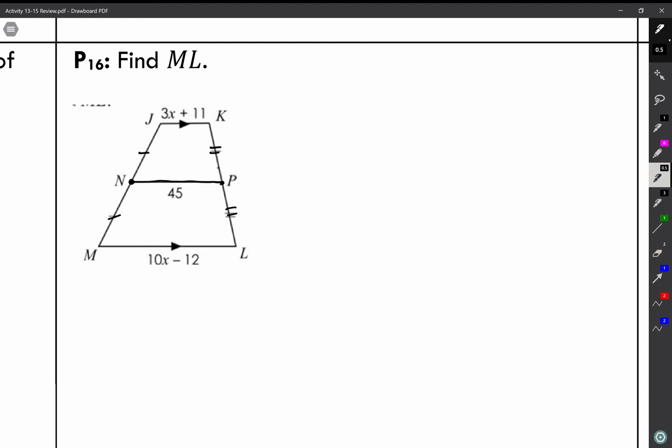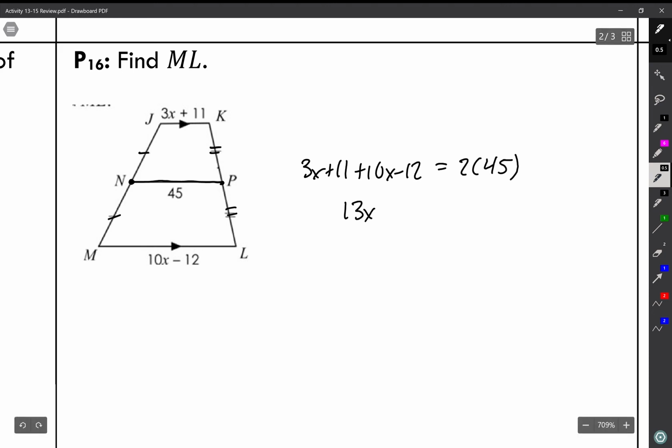So using the median theorem, I know that 3x plus 11 plus 10x minus 12, adding my two bases, is equal to 2 times the median, which is 45. So 13x, 11 minus 12 is negative 1, so this is equal to 90. Add 1 to both sides, 13x is equal to 91. So x is equal to 91 divided by 13, which is 7.